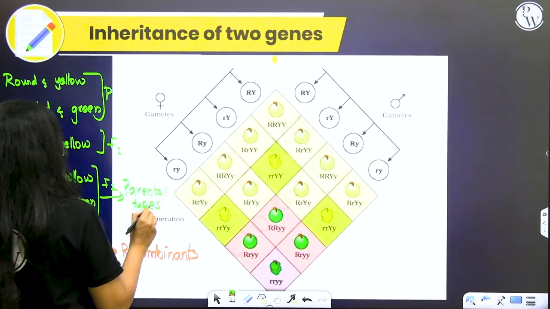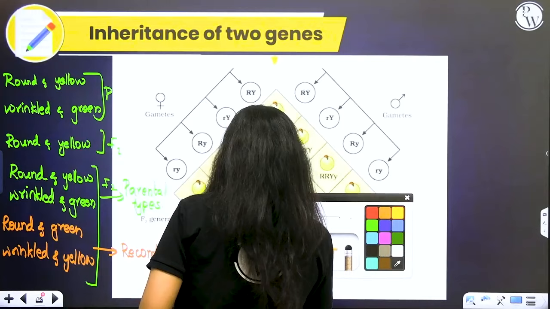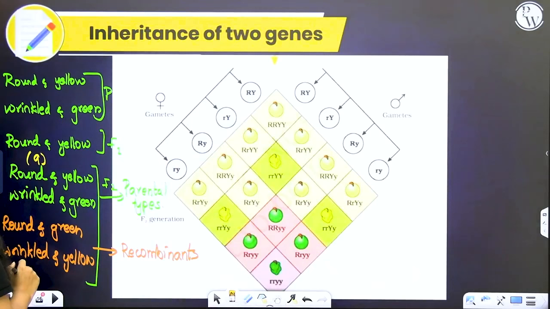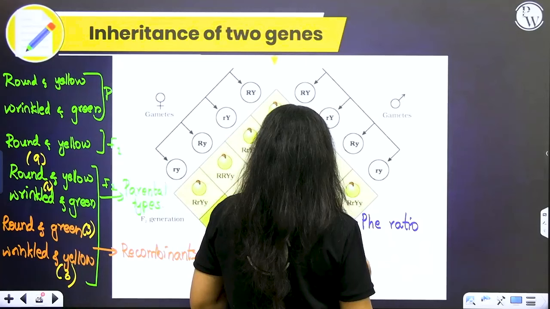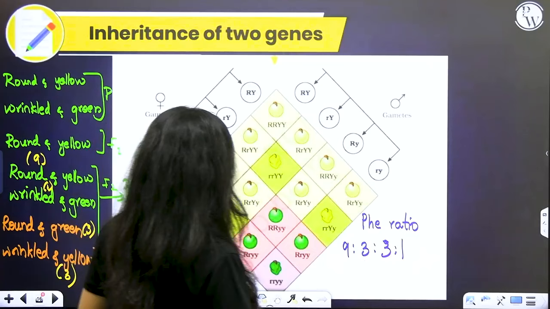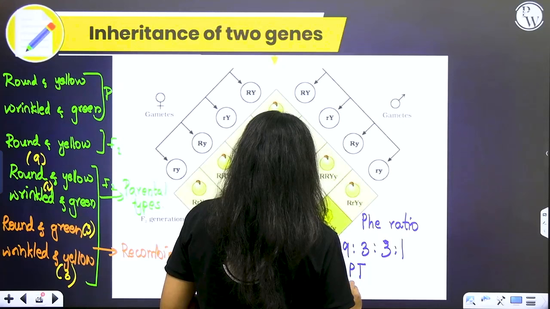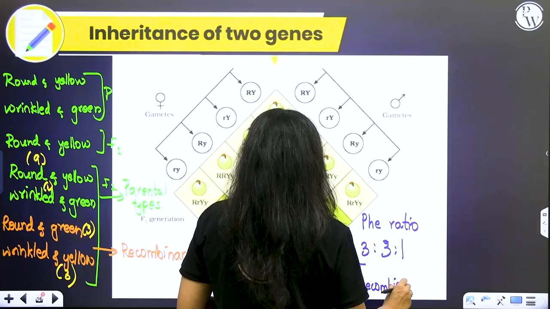Over here, you will get the phenotypic ratio: 9 round and yellow, 1 wrinkled and green, 3 round and green, 3 wrinkled and yellow. So, the phenotypic ratio that you get is 9:3:3:1. Over here, there are 10 parental types and 6 recombinants.